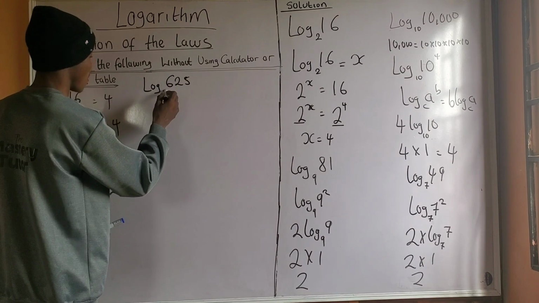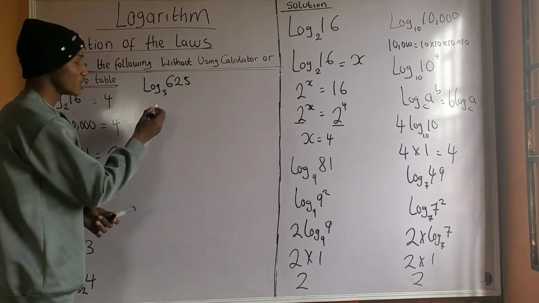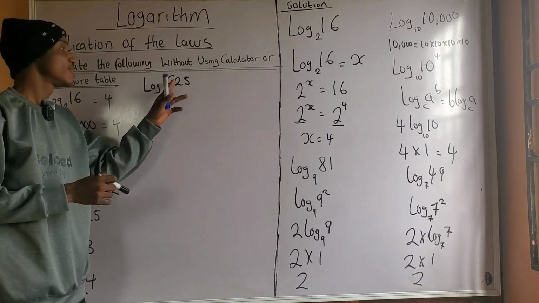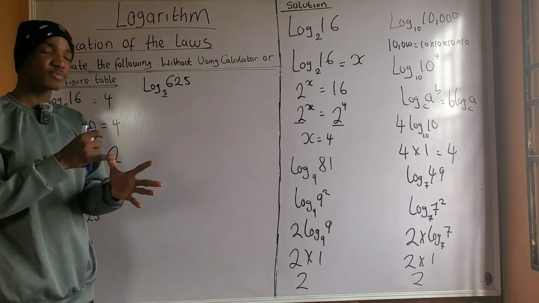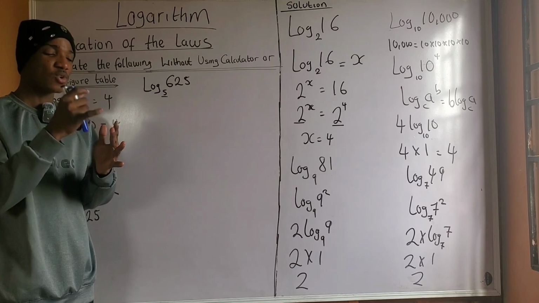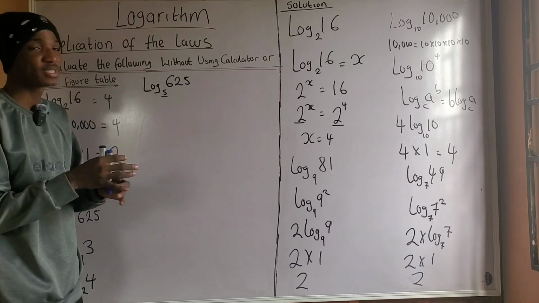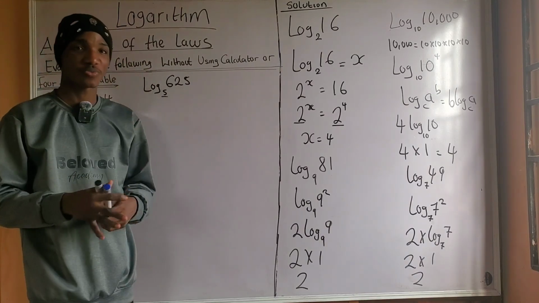I have log 625 base 5, okay? Now, 625, listen, focus on this base. The base here is what? 5. So I'm going to rewrite 625 as an index of 5. So 5 times 5 will give me 25. 25 times 5 will give me 125. 125 times 5 will give me 625. So that means that I have to multiply 5 four times to give me 625, right?